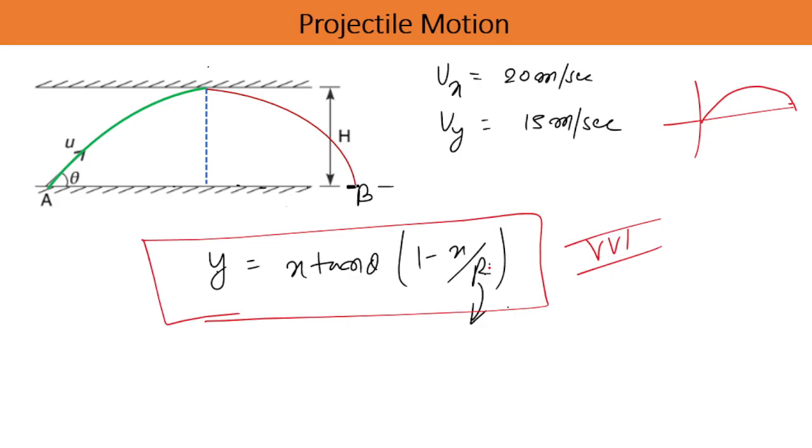Angle of projection. R is what? Range. X is the x coordinate of that point. Y is the y coordinate of that point. So if we try to put in values, y is how much? Y is 10 at this point. X, let's say x is x. We don't know, that is AP. Right, and y is 10.